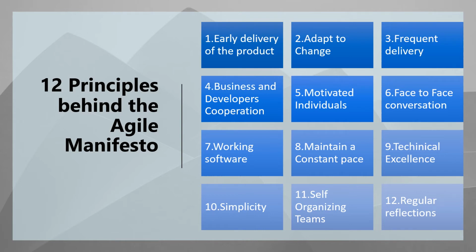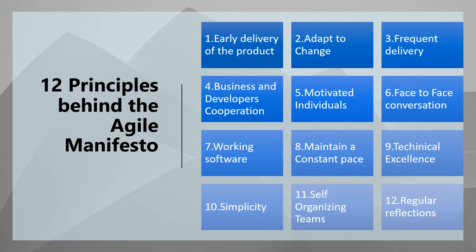The next principle is business and developers cooperation. Business people and developers must work together daily throughout the project. Collaboration is essential to agile project management, as was mentioned earlier. The possibility of confusion is reduced and everyone's objectives are maintained when project stakeholders communicate on a daily basis.